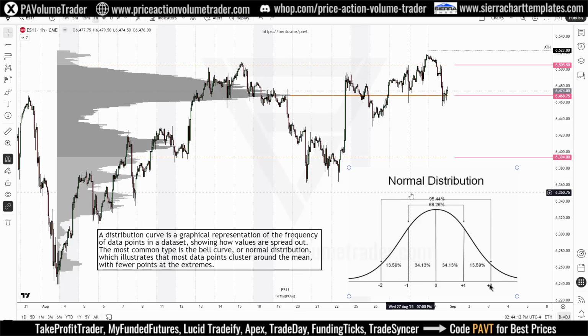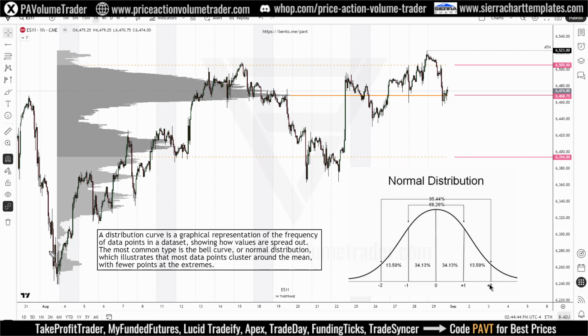A distribution curve is a graphical representation of the frequency of data points in a data set, showing how values are spread out. The most common type is the bell curve or normal distribution, which illustrates that most data points cluster around the mean with fewer points at the extremes, okay? So basically, a distribution curve shows us how data points are distributed, much like when we have a volume profile.